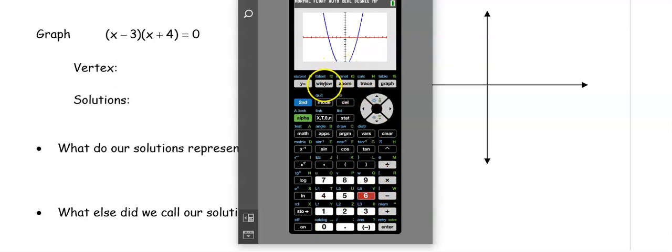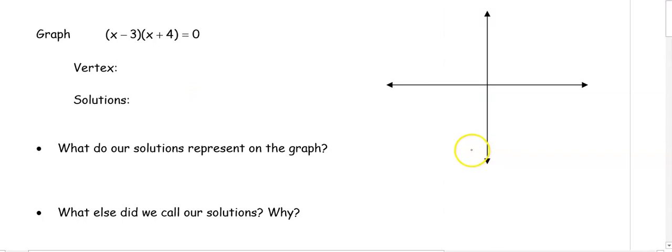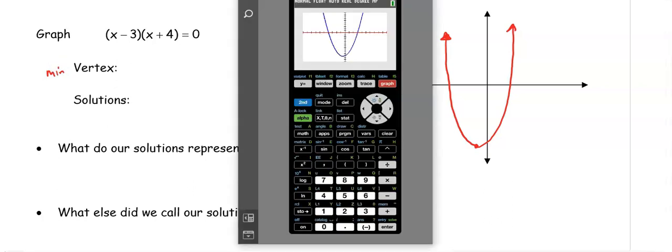So we can't see the vertex, so I'm going to go to window. I'm going to change my y max down to -15, and then I can sketch a graph on my picture. So here is my equation. We have our parabola. So the vertex here is a min. To find that on our calculator, we're going to hit second, trace. We want option 3, which is minimum. We want that blinking cursor to be to the left of the vertex, and then we want it to be to the right of the vertex, and then hit enter a third time.